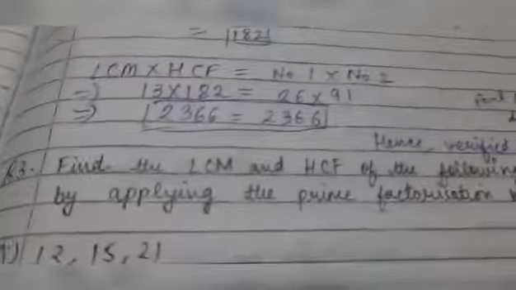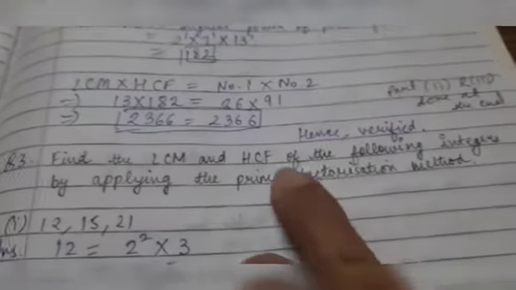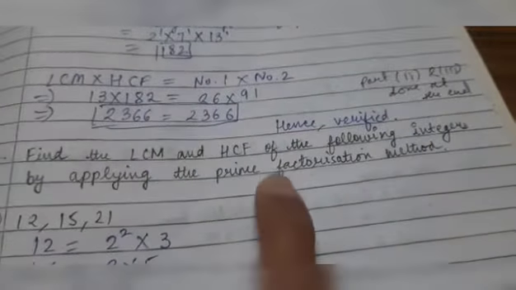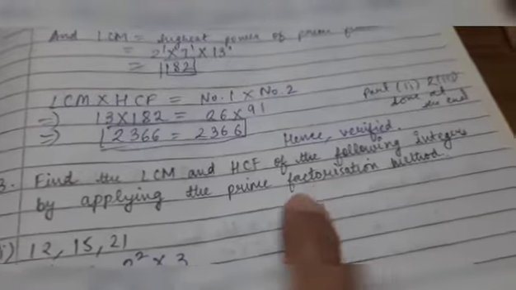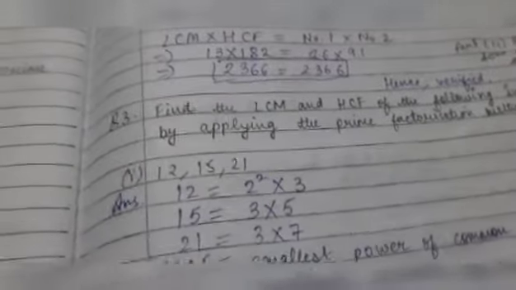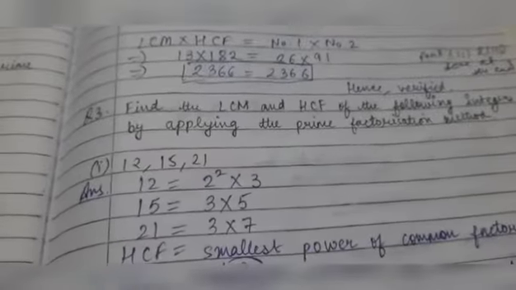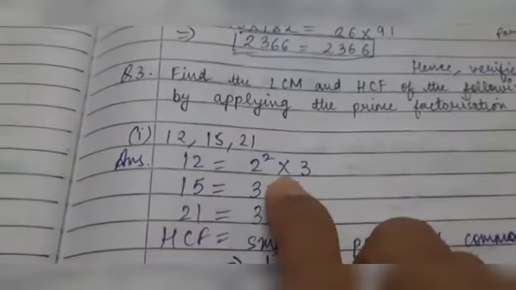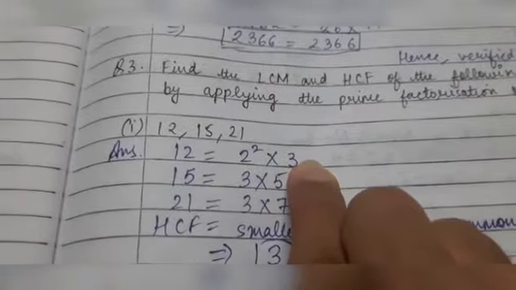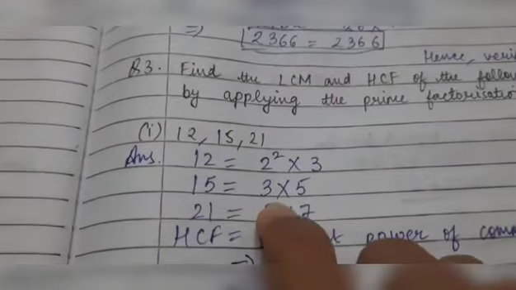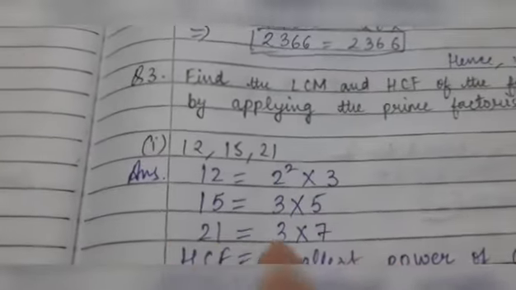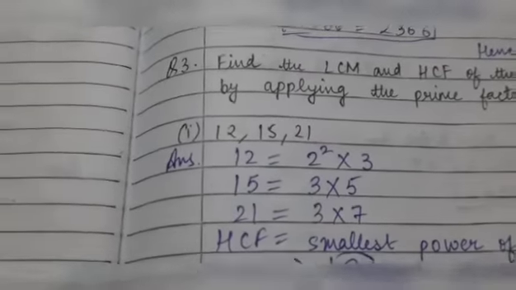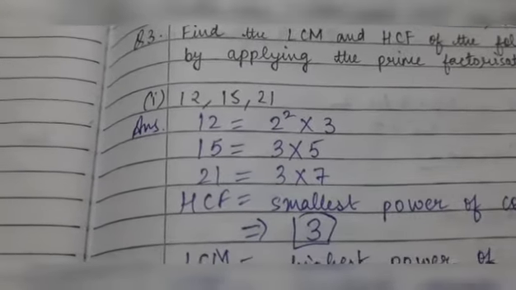Let's move to the third question, which says: find the LCM and HCF of the following integers by applying the prime factorization method. So you have to prime factorize and find the LCM and HCF. First is 12, 15 and 21. Can't I write 12 as 2 square into 3? Definitely I can write 15 as 3 into 5, right? And 21 as 3 into 7. So this is the prime factorization that I can do.